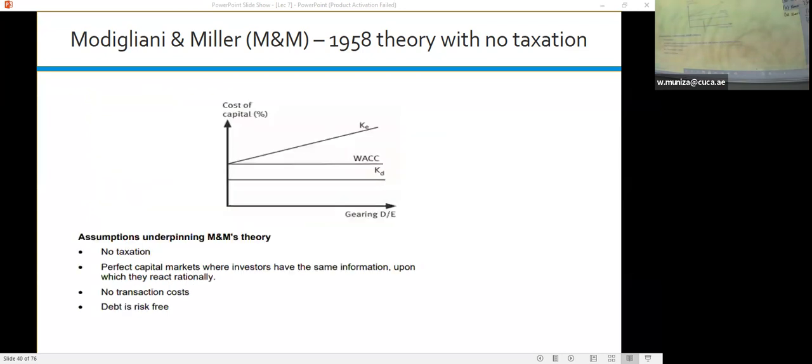Okay, now, how can we represent this diagrammatically, students? M&M with no taxation, that WACC is going to remain unchanged. It will remain constant. What are the assumptions underpinning M&M theory, students? That no taxation is there. Again, they are of the concept that there is a perfect capital market. No transaction costs are there and debt is risk-free, which are not applicable in the market.